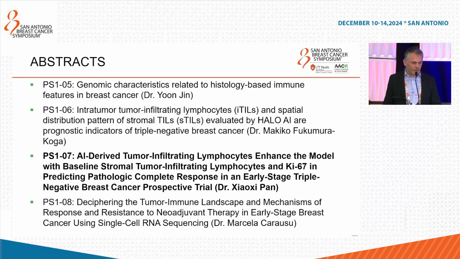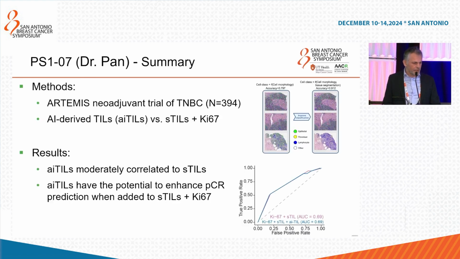Then we move further to the third abstract, which Dr. Pan and colleagues at MD Anderson used the Artemis trial of neoadjuvant chemotherapy in triple-negative breast cancer, including around 400 patients, and they used an AI-derived TILs evaluation that was compared to manual TILs enumeration and manual Ki-67 assessment in these tumors, and compare their prognostic significance.